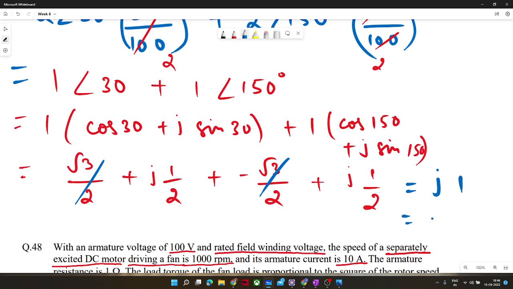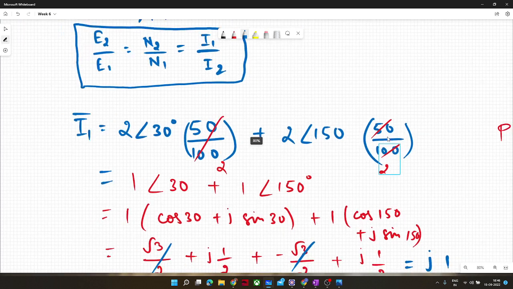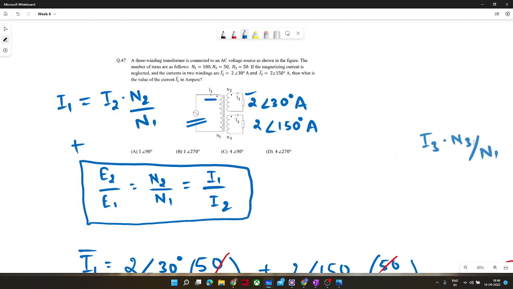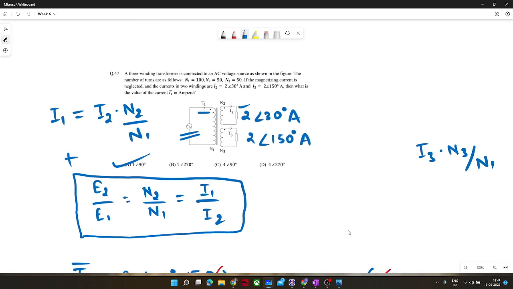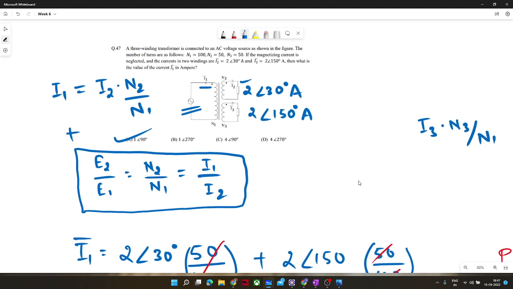And j1 we can write as 1 angle 90 degree. So from all the options you can select that 1 angle 90 degree. It was the first option. However, this problem was asked for 2 marks, so you should do it very carefully. You should not lose your marks in this type of easy problems. So that was about this problem. Any doubt in this problem?